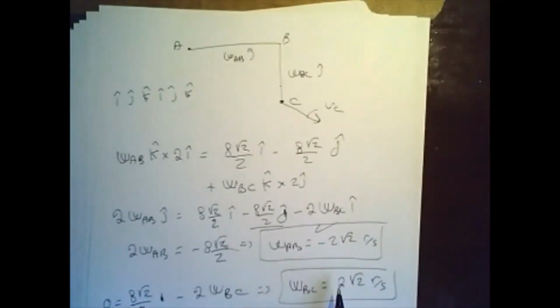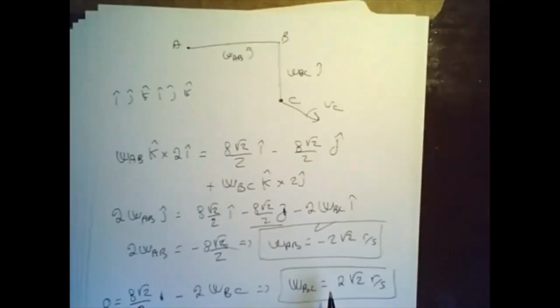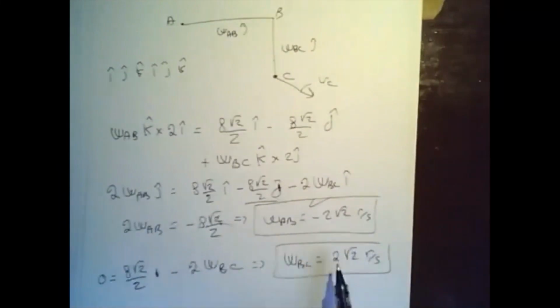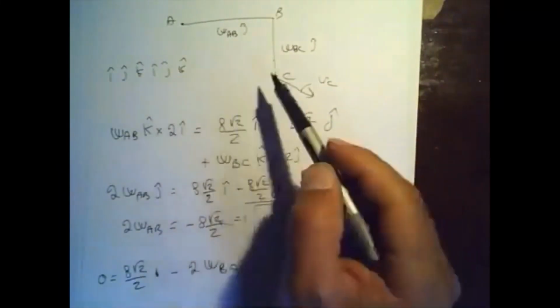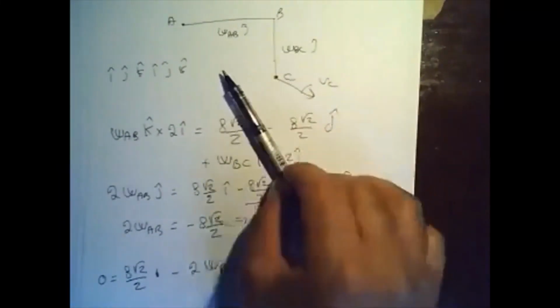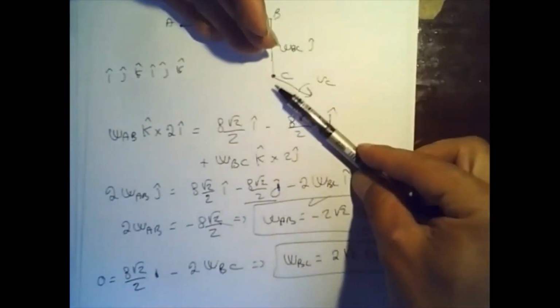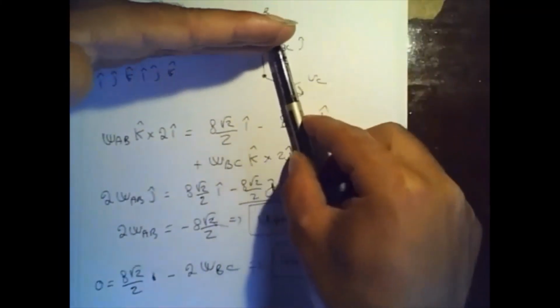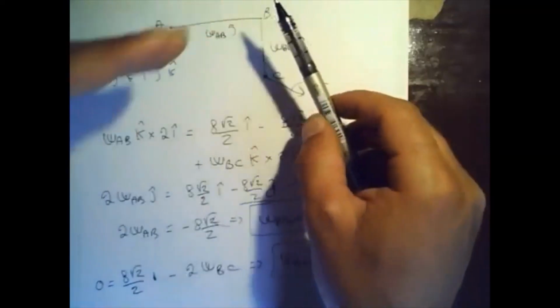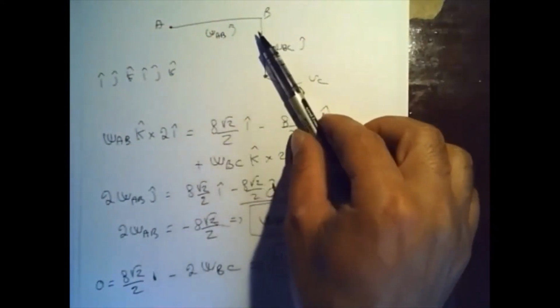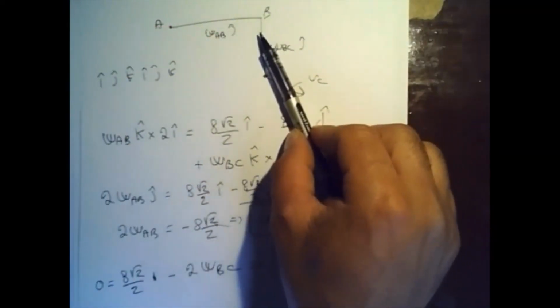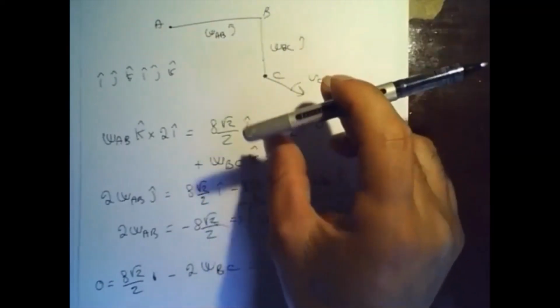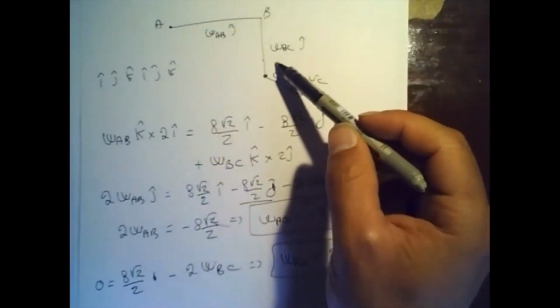Is it going to be positive or negative? Omega BC is positive, and it makes sense. If I'm pulling on this line like that, this is going to do this. So if it's doing that, then this one is going to have negative angular velocity, and this one is going to have a positive angular velocity. All right, guys, is that clear, or are we good?